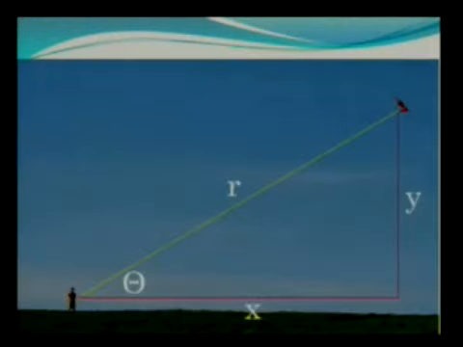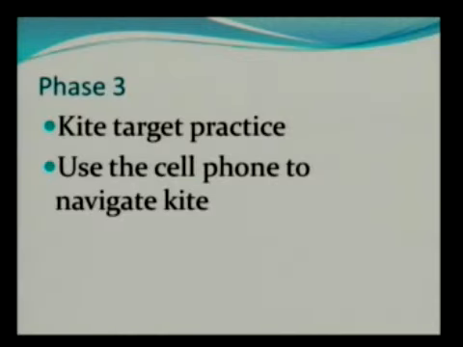Here's a diagram illustrating the different parts of the triangle and how it relates to the math class. Of course, we have an angle here that they're going to be measuring, and the string length is r, our horizontal distance is x, and our vertical distance is y.